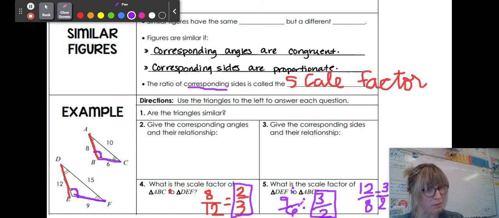which is the same because all of the corresponding sides, whichever one you use, if you use the AB, which is in red, or the BC, or the AC that we don't have a color for yet, when the figures are similar, it is going to be the same scale factor. You just want to make sure that you're recognizing which triangle or which figure is coming first in your ratio.